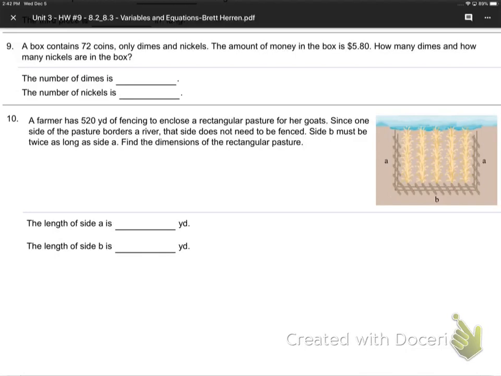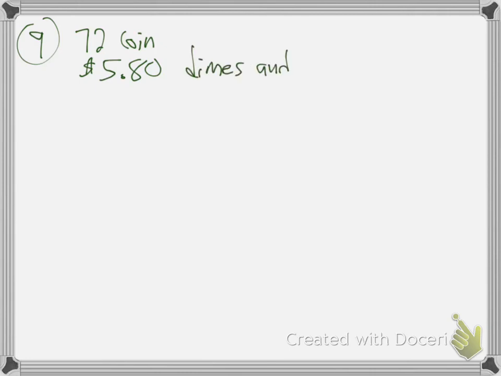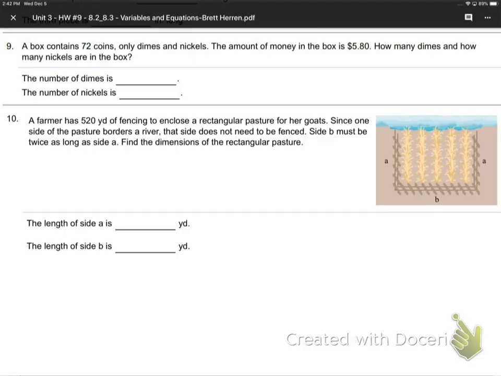A box contains 72 coins, dimes and nickels, worth $5.80. How many nickels, how many dimes in the box? Okay, so let me rewrite it. 72 coins, $5.80, dimes and nickels only. You get all those facts right? 72 coins, $5.80, dimes and nickels only.